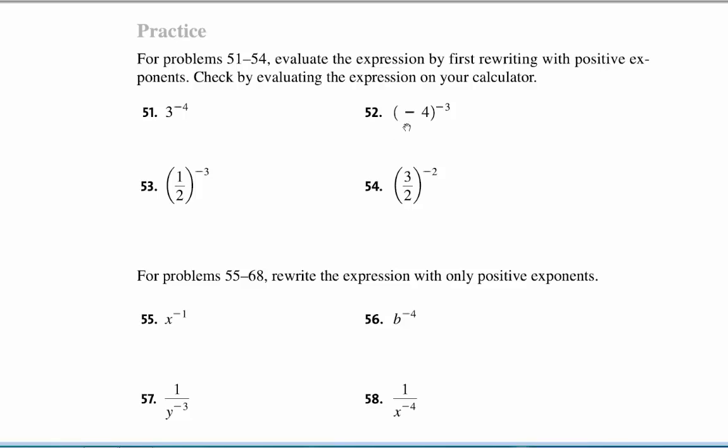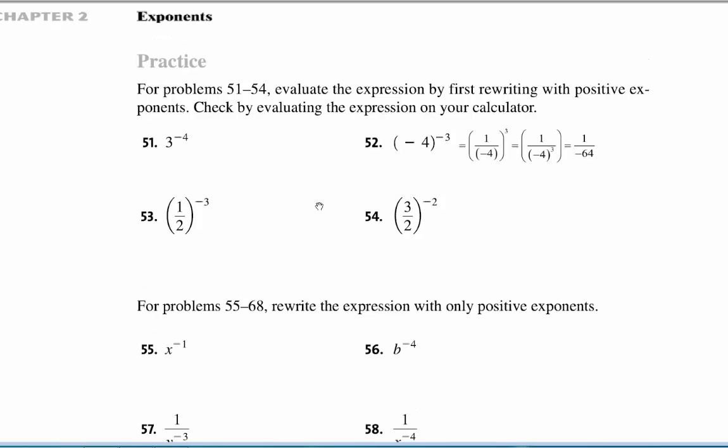When I look at number 52, everything in the parentheses is raised to this negative 3. So the reciprocal of what's in the parentheses would be 1 over negative 4, and I would make my exponent positive. So first I took the reciprocal of negative 4, which is 1 over negative 4. I made my exponent positive. Now 1 cubed is just 1. And then we're left with negative 4 cubed, which becomes negative 64.